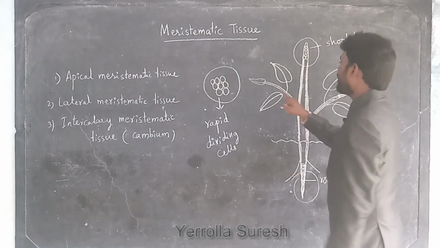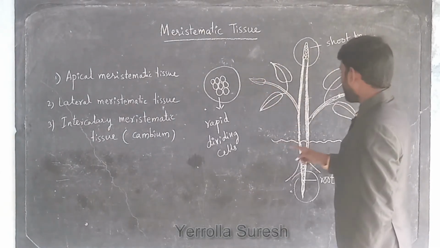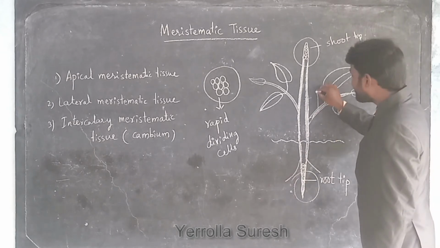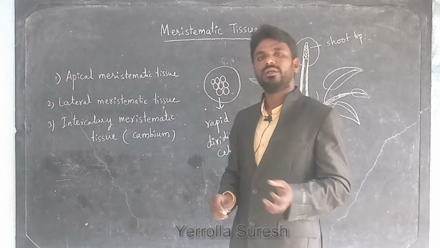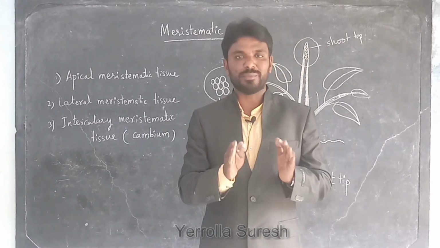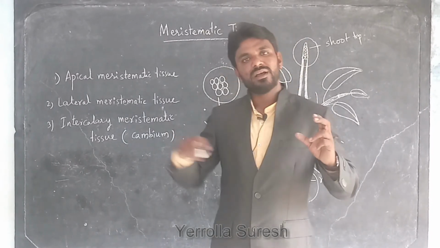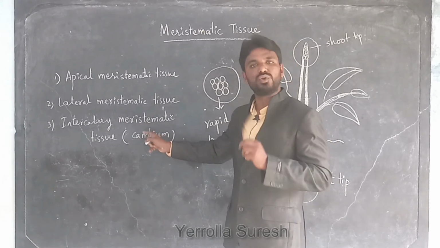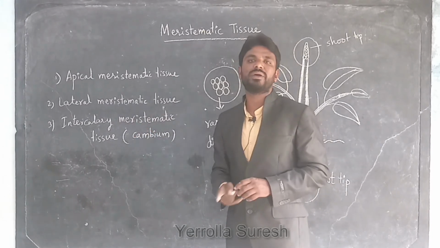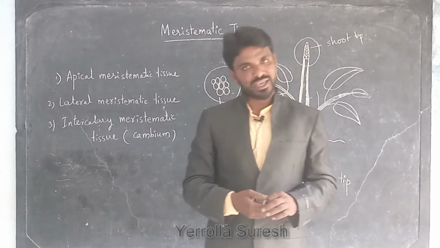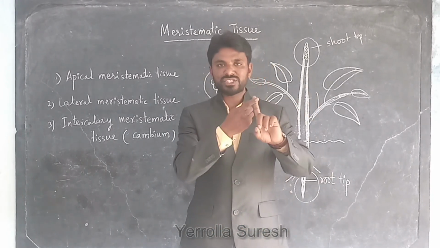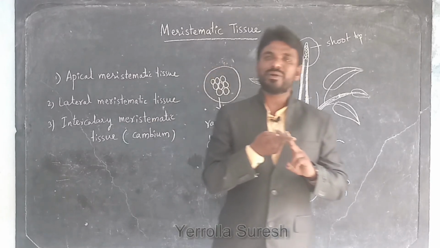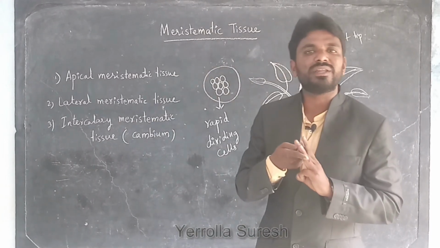For example, here a new leaf is developed, or if a new branch is developed here, or if any new flower is formed. So wherever new parts are formed in the plant body, there intercalary meristematic tissue is located. This intercalary meristematic tissue is also called cambium. Like this, meristematic tissue is divided into three: apical meristematic tissue, lateral meristematic tissue and intercalary meristematic tissue.